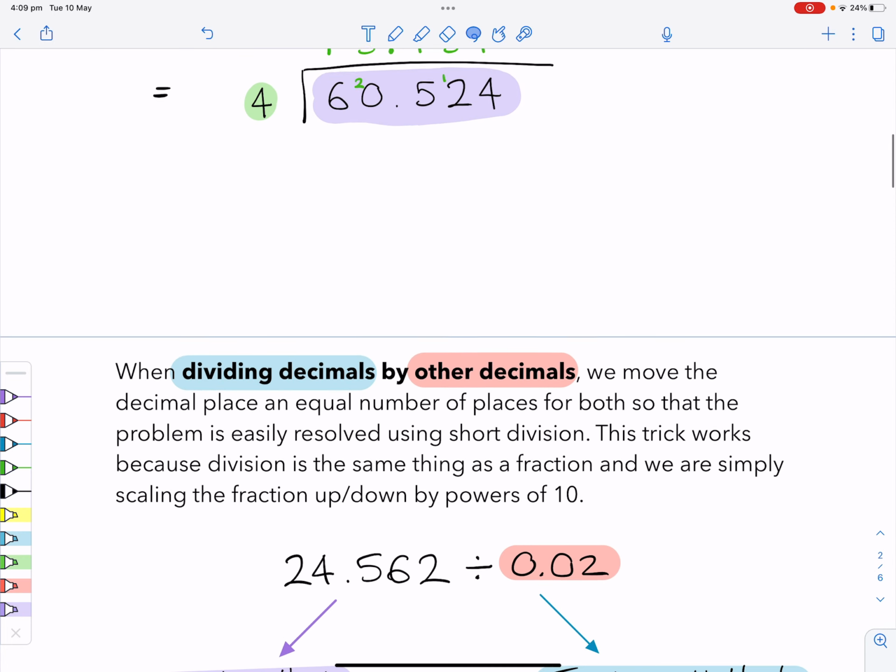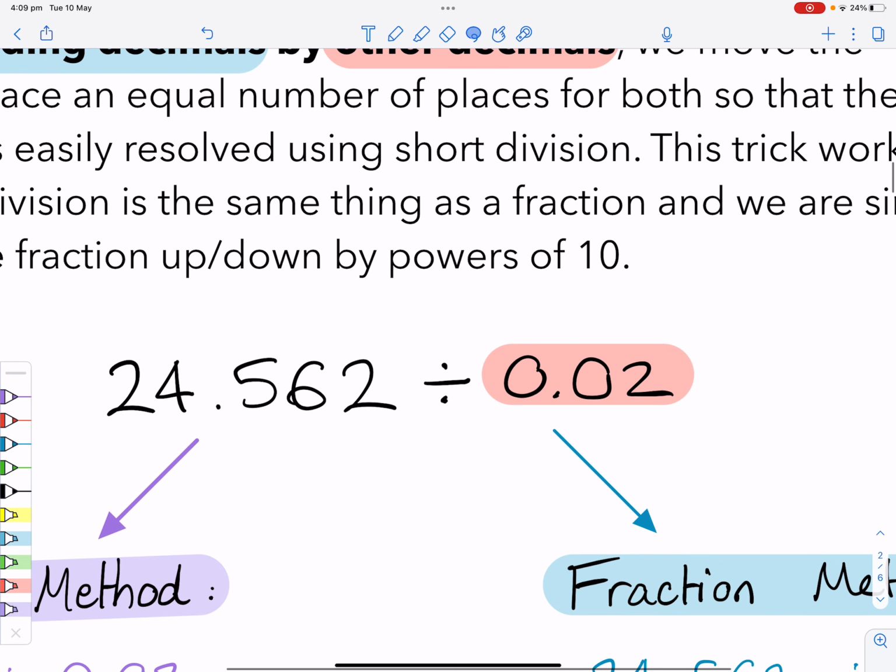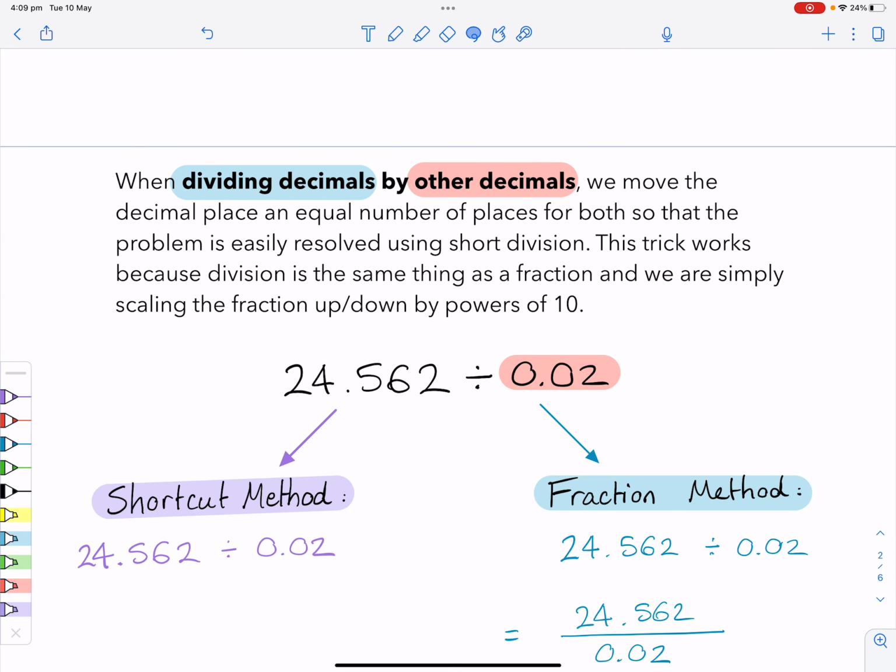I think the hard case, or I guess the more interesting case, is when you divide a decimal by another decimal. Okay, so here's the example. I've got 24.562 divided by 0.02. So I'm going to show you how this can be solved using fraction form and then short division. Once you see that, I think you'll understand why the shortcut trick works, where it's coming from, okay?